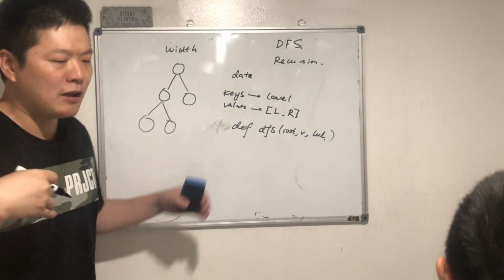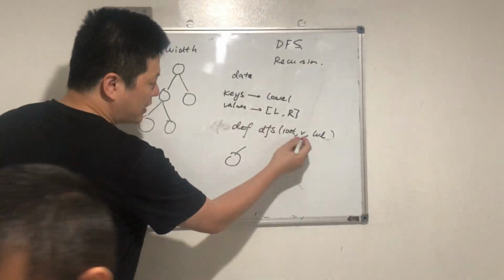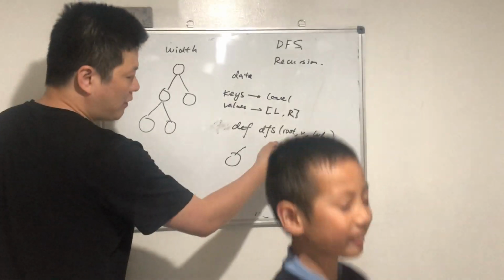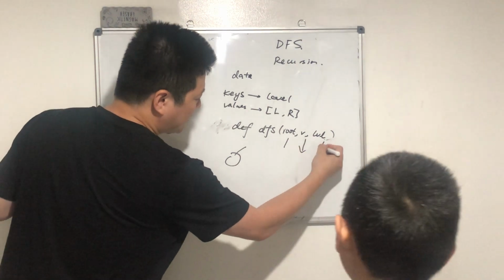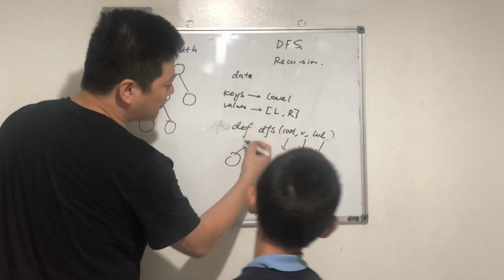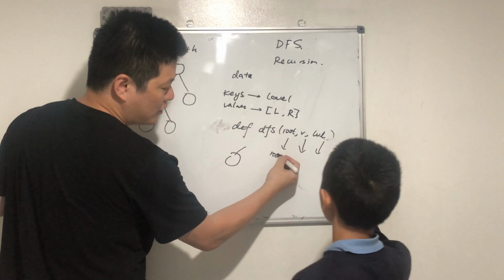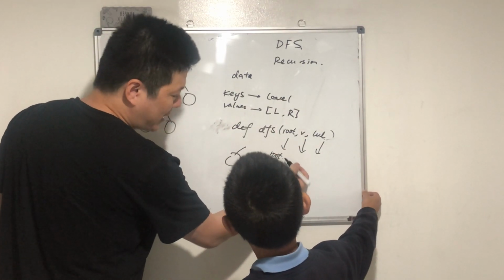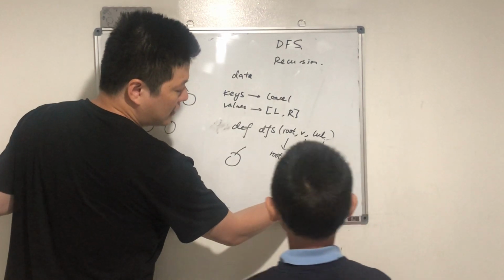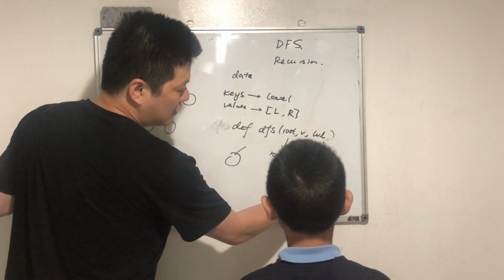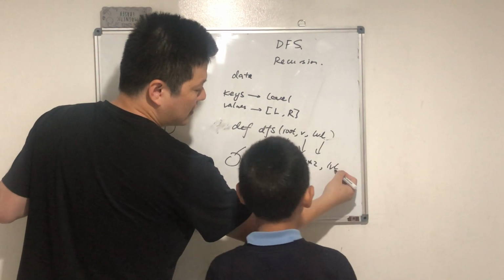When we go to the left tree, what happened to the v? We times 2. So if we go to the left tree, what 3 values do I need to give? If we go to the left, root will become what? Root dot left. And then v will become what? The v will be times 2. And level will become what? The level will become plus 1.